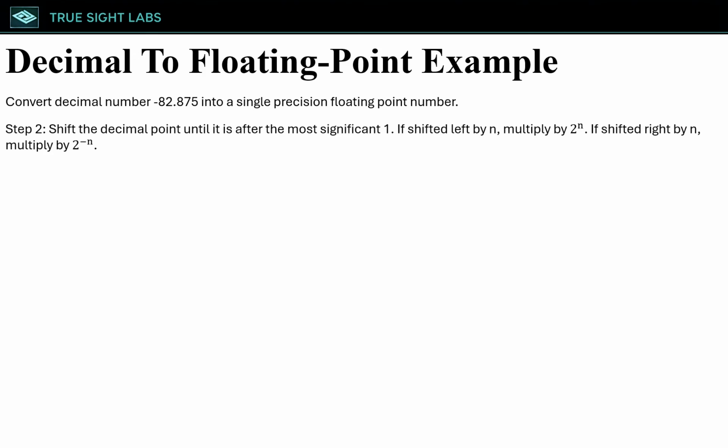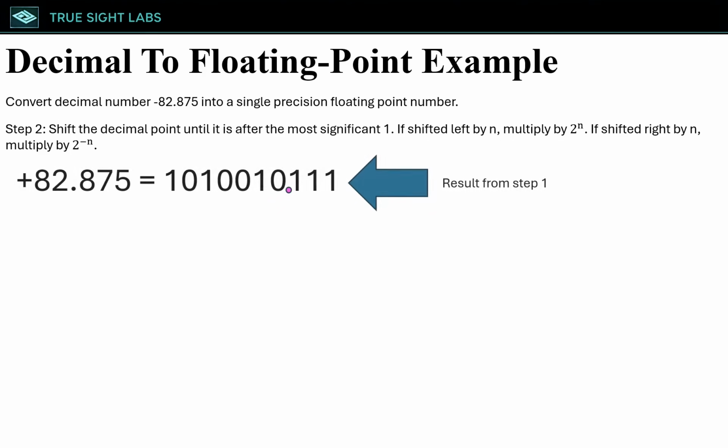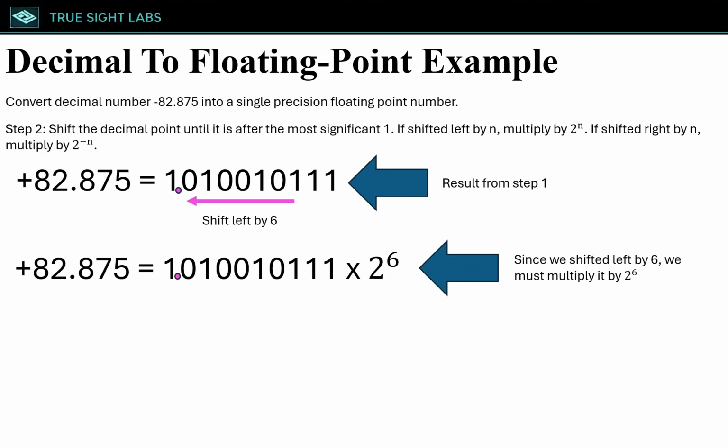The second step is to shift the decimal point until it is after the most significant one. If shifted left by n, multiply by 2 to the power of n. If shifted right by n, multiply by 2 to the negative power of n. Our result from step 1 needed the decimal point to be shifted left 6 times. Since we shifted left by 6, we must multiply it by 2 to the power of 6. Finally, we save the value of n for step 3.